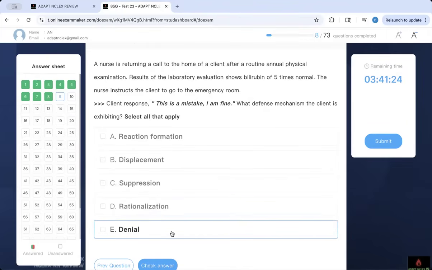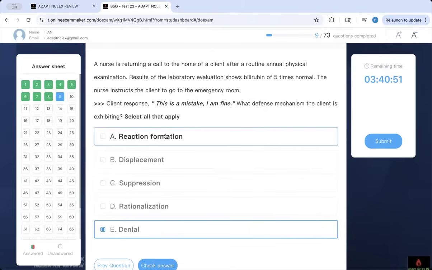What do you think? You have lab results. It's abnormal. You say, this is a mistake. It's not mine. It's somebody's lab work. What would you say? Select or apply. You don't have to pick everything, but you have to know the definition of these defense mechanisms. What do you think? Did you pick your answer? I can tell you the right answer is denial. The patient said, this is a mistake. I am fine. Never accept the results.